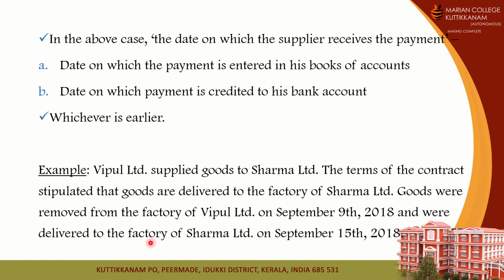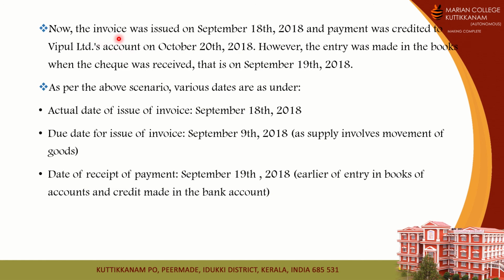So Sharma received the goods on the 15th and received the invoice on the 18th of September 2018, and payment was credited to Vibhull Limited's account on October 20th, 2018. So Vibhull is the supplier and he received the payment in his account on 20th October. However, the entry was made in the books when the check was received, that is on September 19th, 2018. So in the books, it was entered on September 19th, 2018.